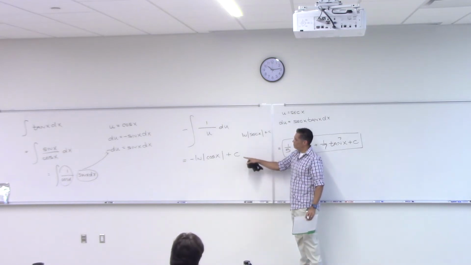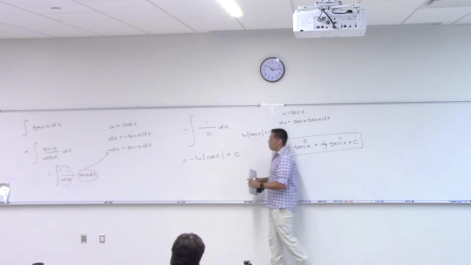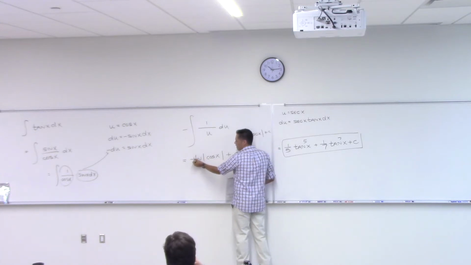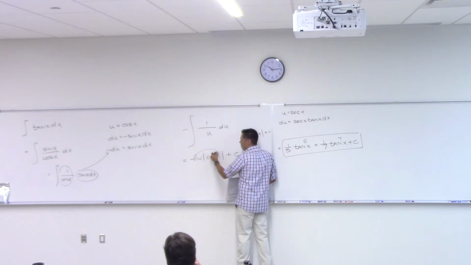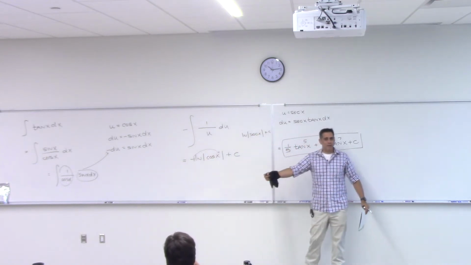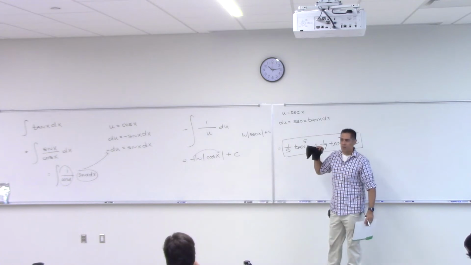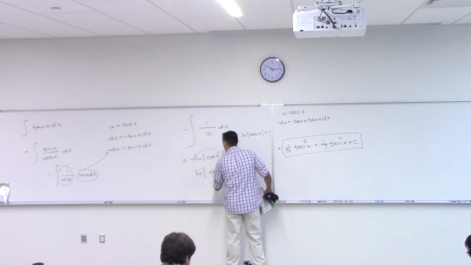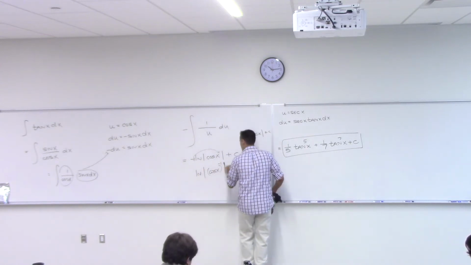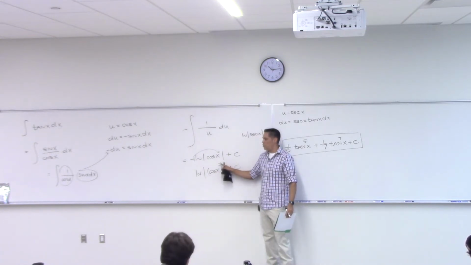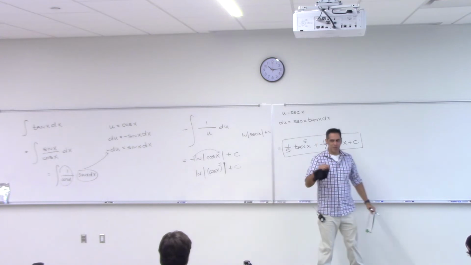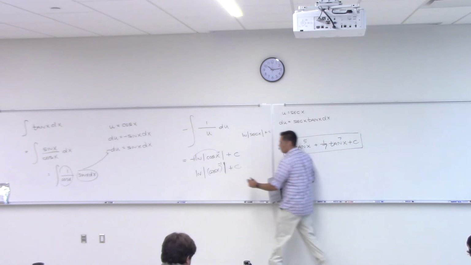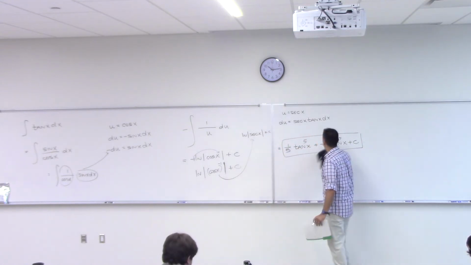So what do you do? 1 over cosine is secant, but we don't have 1 over cosine. We have cosine. That negative 1 can come up as a power. Remember that property of logs, that if you have a power, you can bring it out? Well, if you have a number in front, you can take it up as a power as well. So what I can do is rewrite this as natural log absolute value of cosine x to the negative 1 plus c. And you have to be real careful here. Cosine x to the negative 1 does not mean the inverse cosine in this particular case. It means 1 over cosine, which is secant. So it's the same answer.